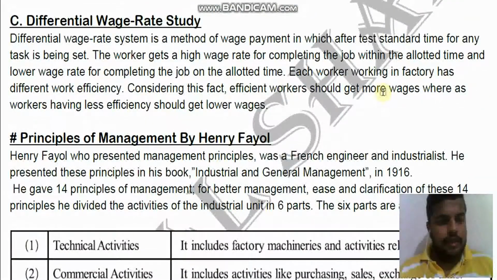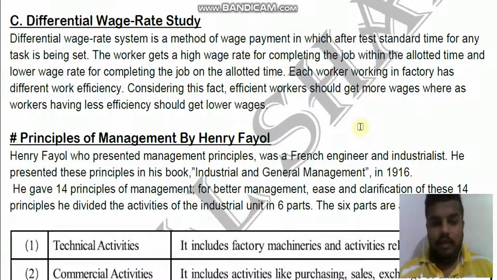Then comes the third one, differential wage rate study. This was the most unique of them. The differential wage rate system is a method of wage payment in which, after testing, a standard time for any task is set. Workers get a high wage rate for completing the job within the allotted time and a lower wage rate for completing the job beyond the allotted time. Each worker working in the factory has different work efficiency. Considering this fact, efficient workers should get more wages, whereas workers having less efficiency should get lower wages.